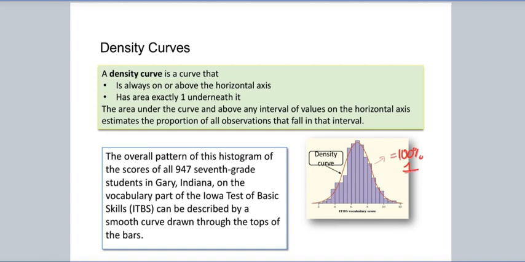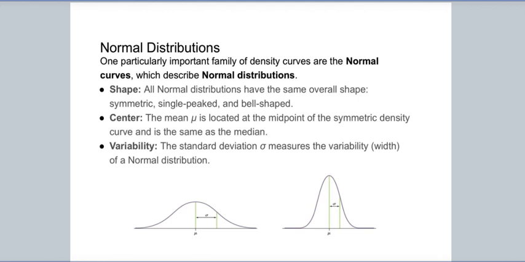Alrighty. Let's talk about normal distributions. Normal distributions are a special type of density curve. The shape is always symmetric and single peak. That part's really important. Also, this is the most important part. The center is mu, or the mean. So your center, the thing that's right in the middle, is your mean. We also write it like mu, which is just like a U-ish looking thing.